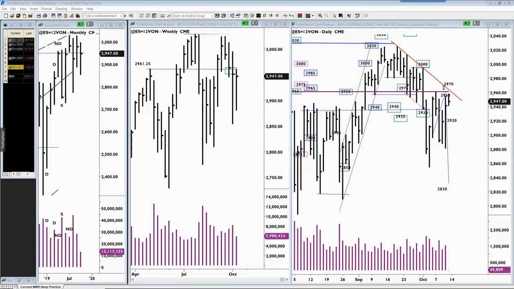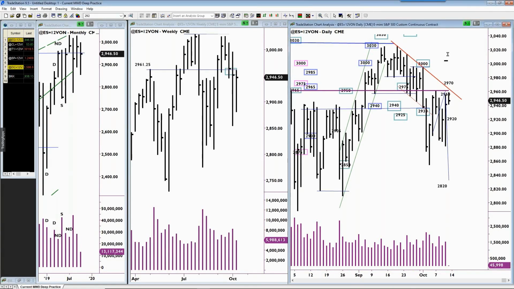So if 2970 is broken, then we're heading on up, and I'm going to say for next week around 3010. We could go high, we could go all the way up to 3030, but I have a feeling that we're not going to hold in here, hold lower. If 2970 holds, we're eventually going to come back down, I think, to the 2845 area, whatever this low is down here.